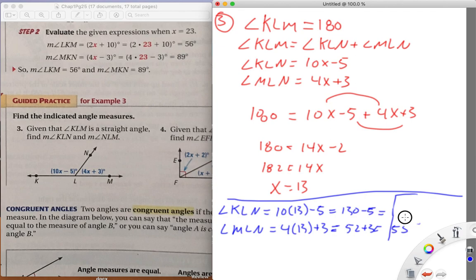Oh, yeah. 55 degrees. And when I add it up, 125 plus 55, that gives me 180 degrees, which is a straight angle, and that's the measure of the main angle, so it works. Hallelujah.